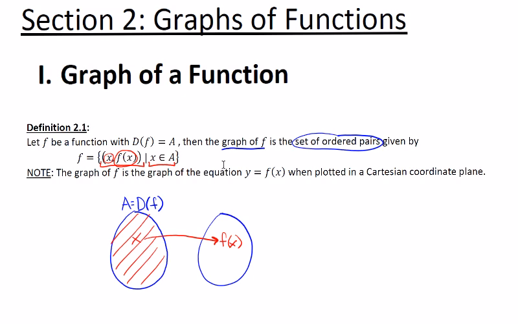It says here that the graph of f is the graph of the equation y equals f of x when plotted in a Cartesian coordinate plane. In the previous section, we would make a table, a t-chart, to help us organize what the ordered pairs would look like. So we might see something like x, and then we would say f of x. So what this is saying is that we can also make a t-chart and call it x, and the second column we can just call y. So in other words, y is going to be equivalent to the notation f of x.